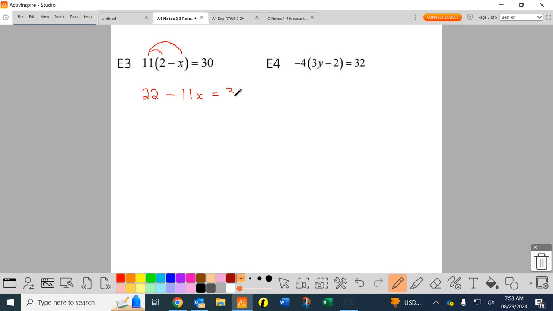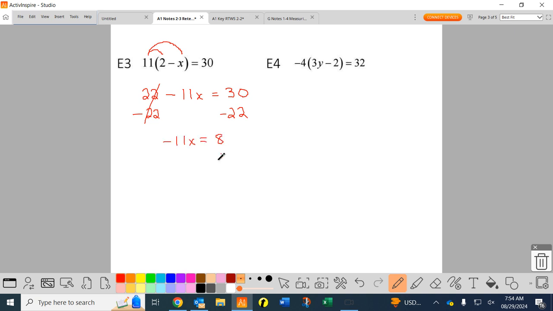Alright, there's no like terms on either side. You're going to take and get rid of this 22. Now I do have to say, this was a mistake on the test. A positive 22, to make that positive 22 go to the other side, you need to subtract 22 from both sides. That's the only way you can cancel it out. That makes it negative 11x equals 8.